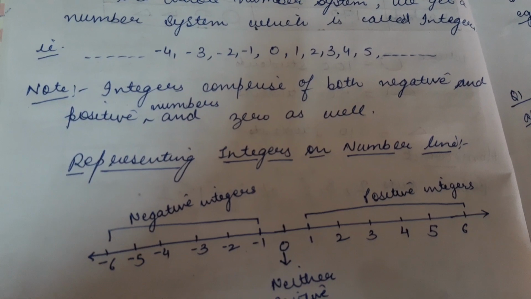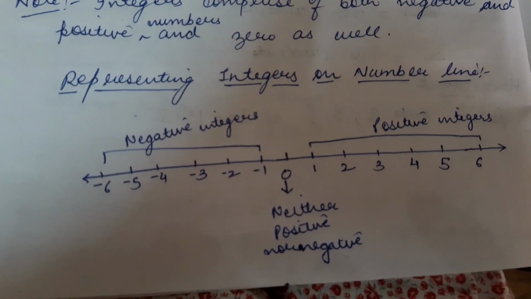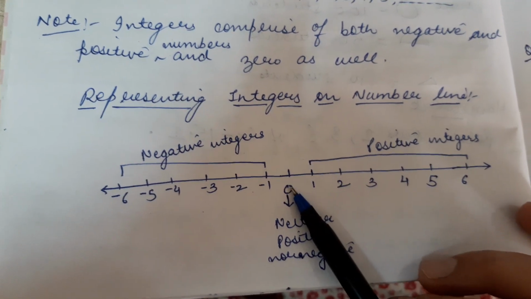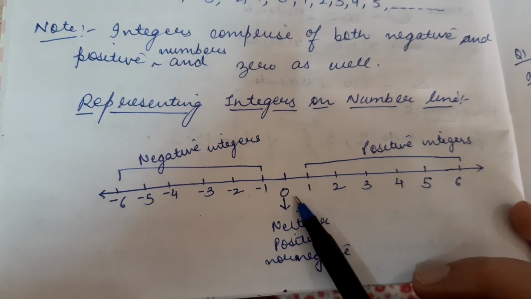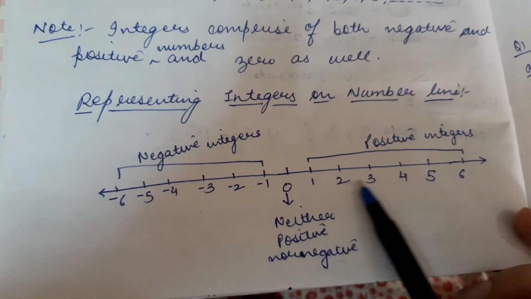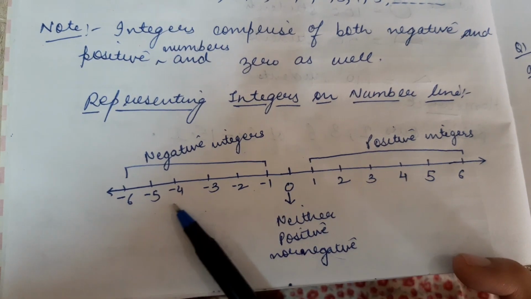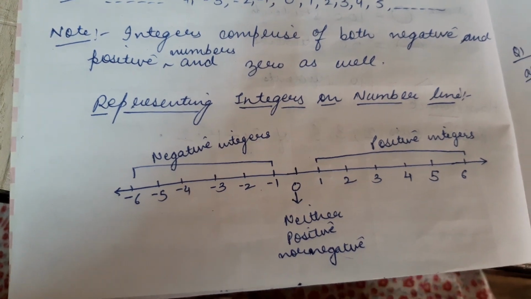Now, how to represent integers on the number line? Suppose we have a number line like this. You know about the number line before also. In the center we have a 0. On the right-hand side we have positive integers 1, 2, 3, 4, 5, 6, 7, 8, like this. On the left side we have negative integers -1, -2, -3, -4, -5, -6, and so on.